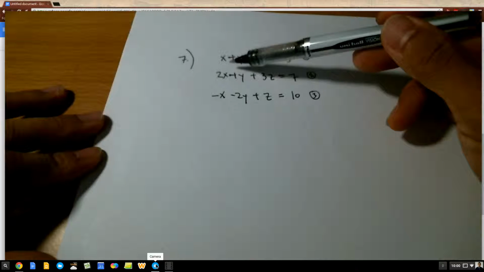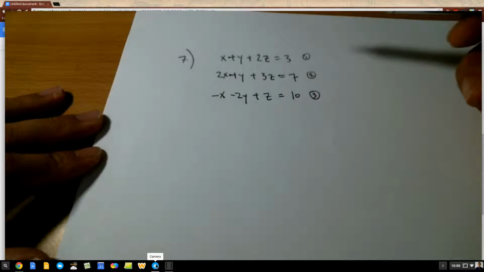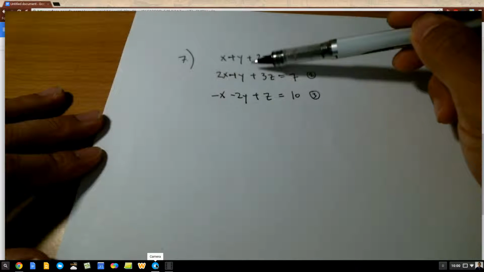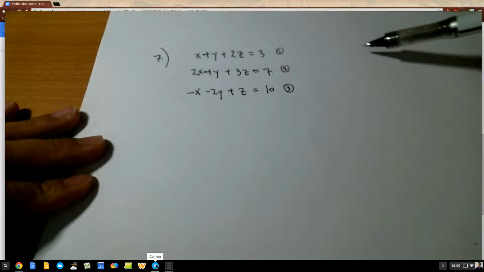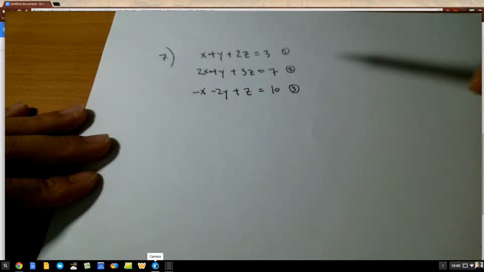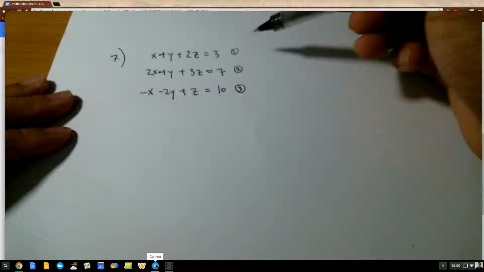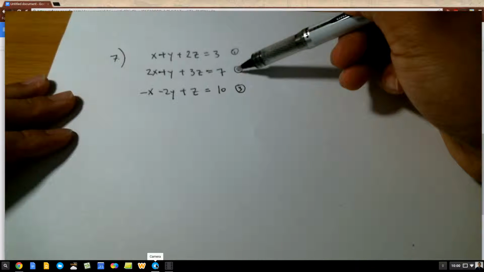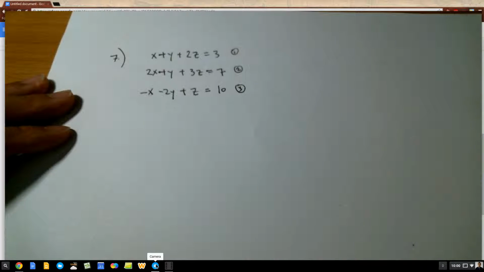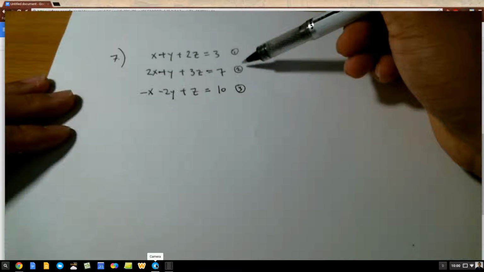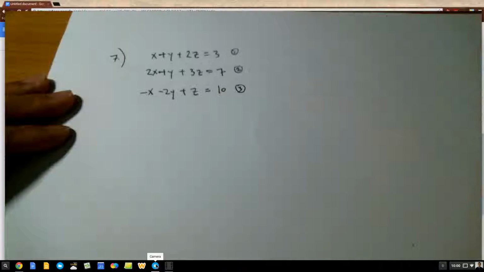Well, notice that x looks pretty easy to cancel, y looks pretty easy to cancel. We could choose x or y. So in this example, I'm just going to choose y. I'm going to eliminate y and make two equations with just the x and z variables, with the y gone. First I'm going to choose equations 1 and 3, and then 2 and 3.